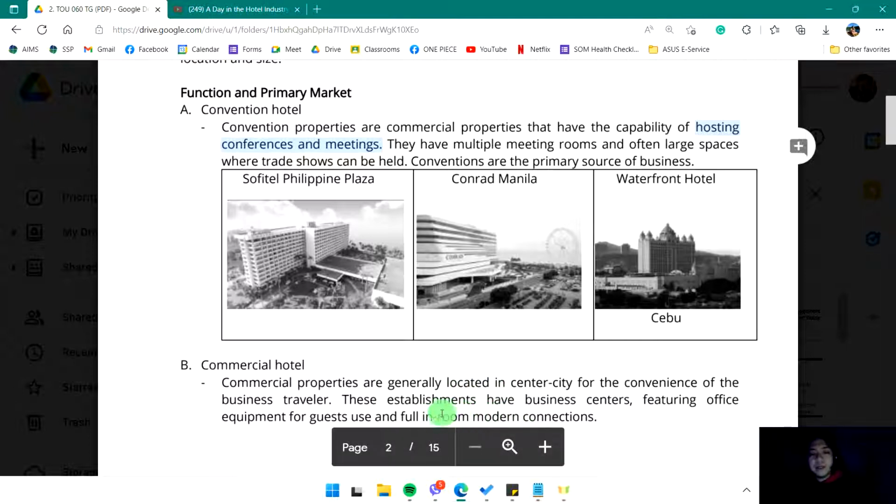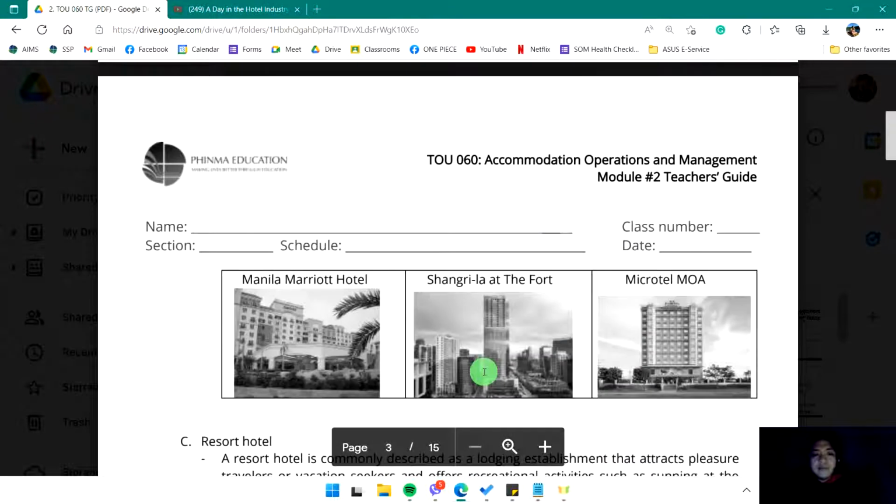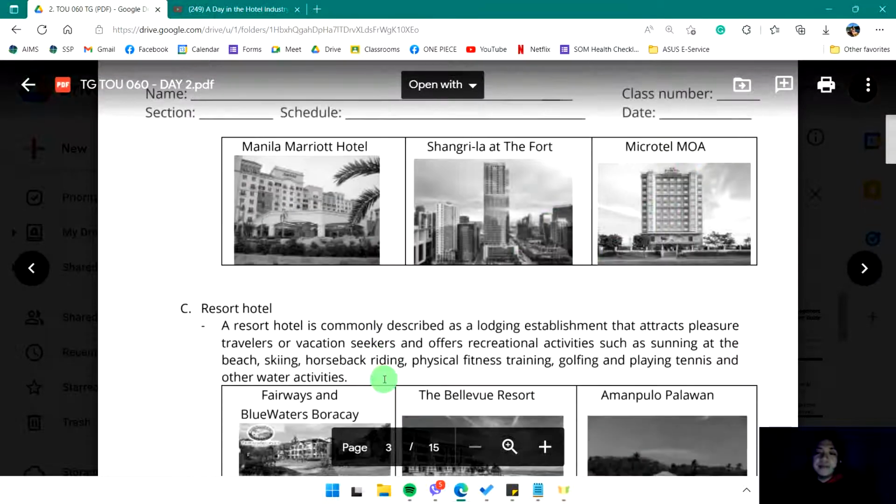So they have more modern touches compared with other traditional hotels. Mas updated sila when it comes to technology, and when it comes to the trends that are usually observed in the hospitality industry. So yan, commercial hotels. Next, we have examples ng commercial hotels natin. We have Manila Marriott, Shangri-La at the Fort sa Manila din, and Microtel sa Pasay, MOA.